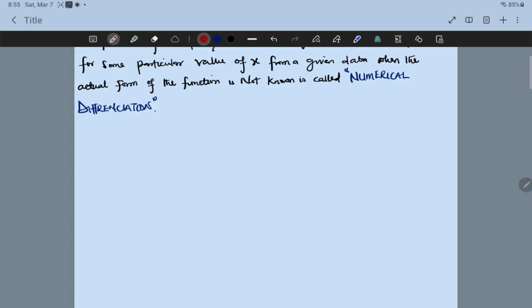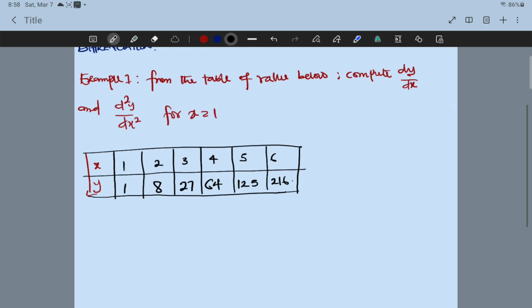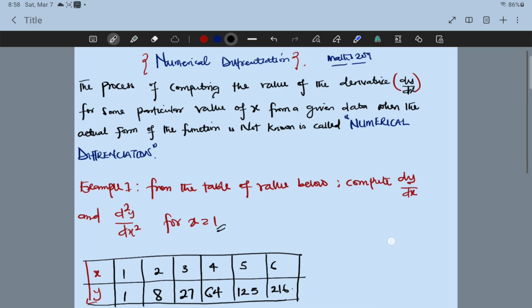Alright, question number 1, example. It says from the table below, compute dy/dx and d squared y over dx squared for x equals 1. And so because of this, we are going to be approaching the differentiation of these. Remember, our topic is numerical differentiation.